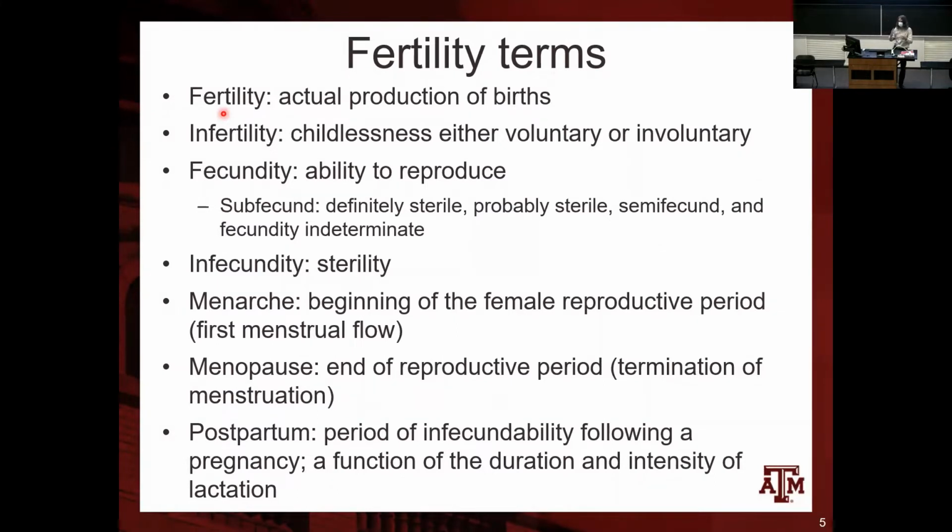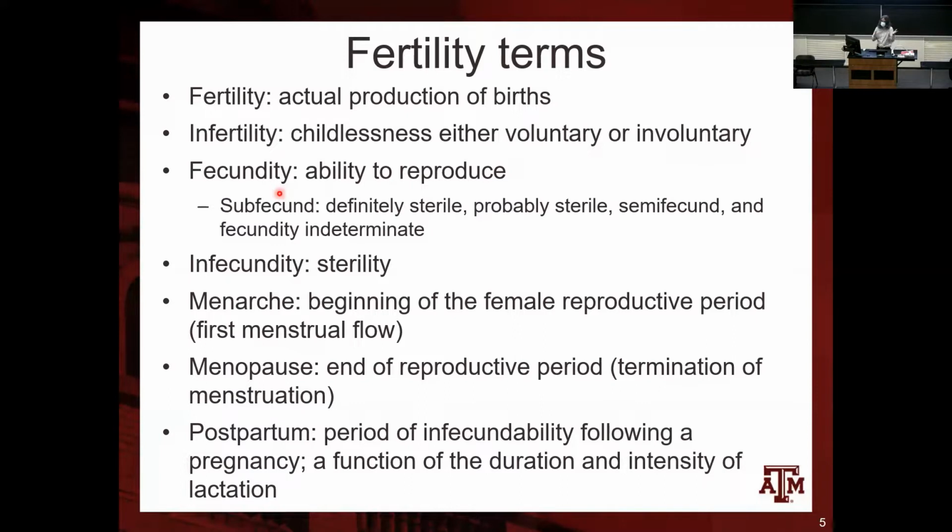Whenever you're talking about reproduction, we are talking about how many daughters women are having on average in a specific population, specific time point. And that's going to be more clear when we talk about the different rates that we will discuss here in this chapter. Infertility is childlessness, women or people not having children, either voluntarily or involuntarily. And fecundity is the biological ability to reproduce, to have children.